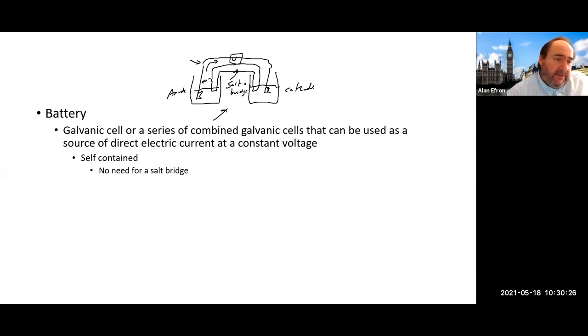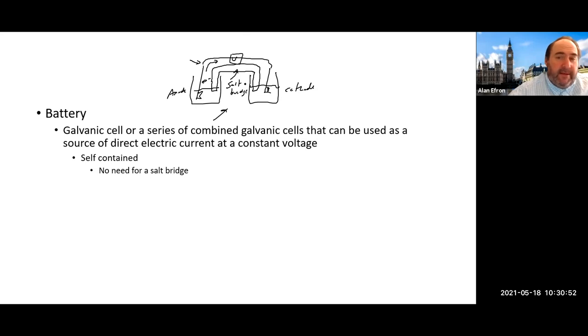But basically those electrons go out, they do some work, and they power your device, and they come back and complete the circuit. This gives out a constant voltage depending on the size or the type of battery that you choose.